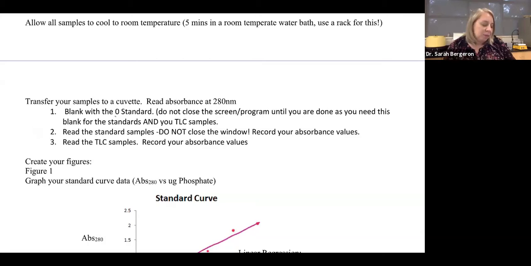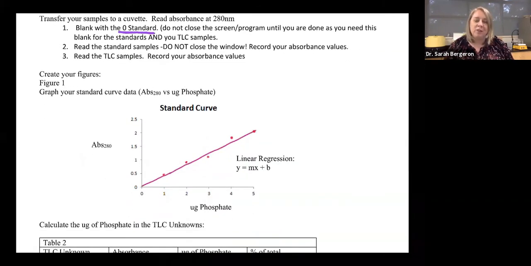Now, you want to blank on your 0 standard. It's important that you keep that blank for both your standard samples and for your TLC samples. So if you were reading it on the screen, and I'll show you, I'll take you and do it, don't clear the screen, keep your 0. Then you're gonna create your figures.